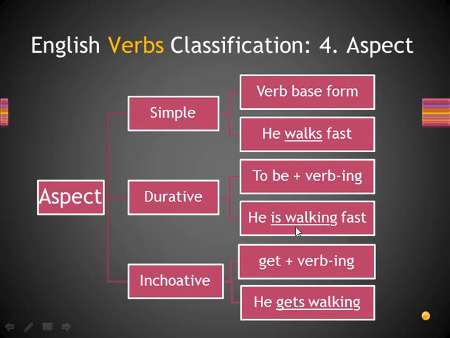progressive. But sometimes you may find an example like this, he gets walking. We have verb ing, but before verb ing we find the auxiliary get. So in this case we call it inceptive aspect. Do you know what get here means? Get can mean start to do something. Let's get going, let's start going.